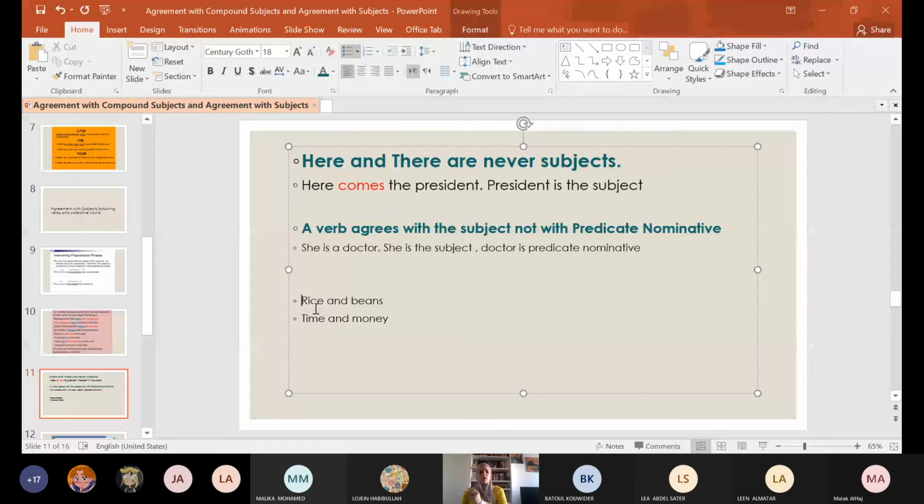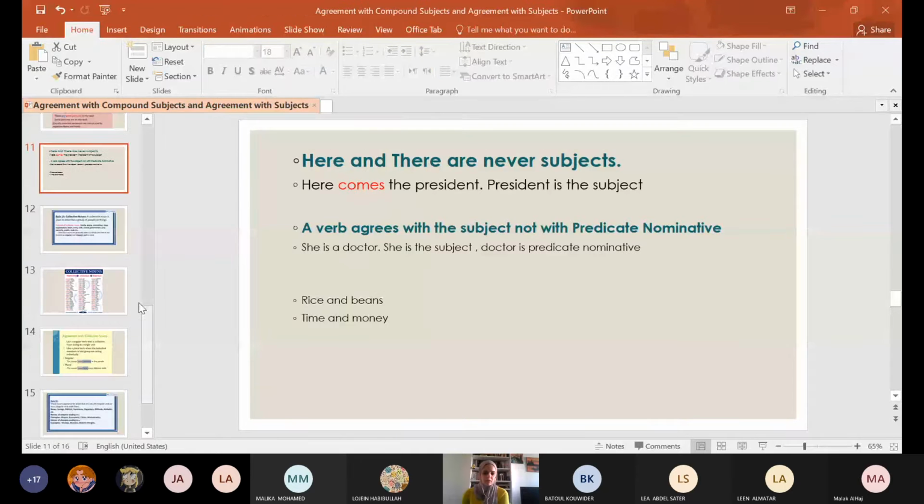Okay, rice and beans, time and money. I will say this next time. I'll say it after a while, but remind me. Let's take the collective nouns first.